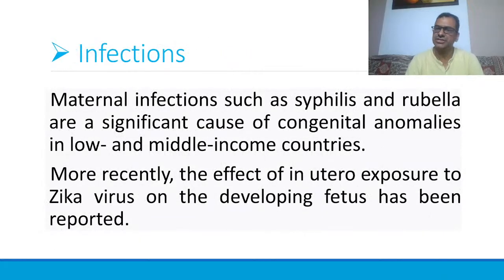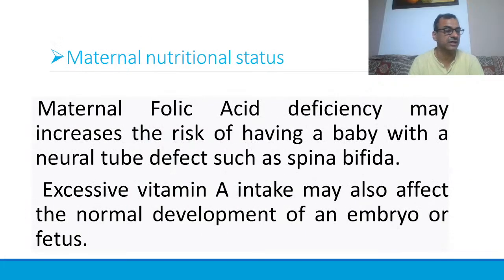Infections. Maternal infections such as syphilis and rubella are an important risk factor for congenital anomalies in low and medium income groups. More recently, the effect of in utero exposure to Zika virus on the developing fetus has been reported. So these infections may lead to congenital malformations.